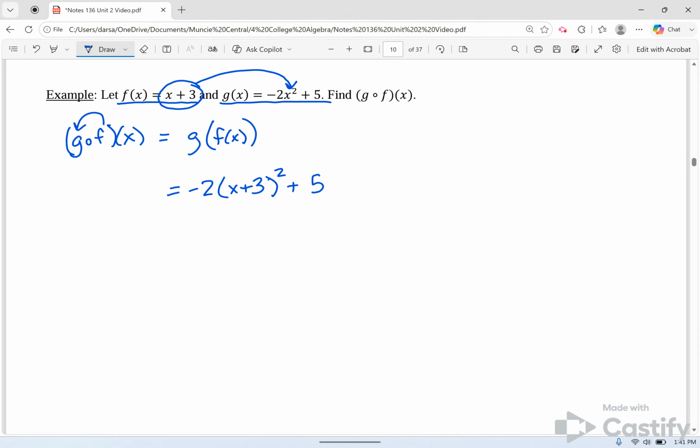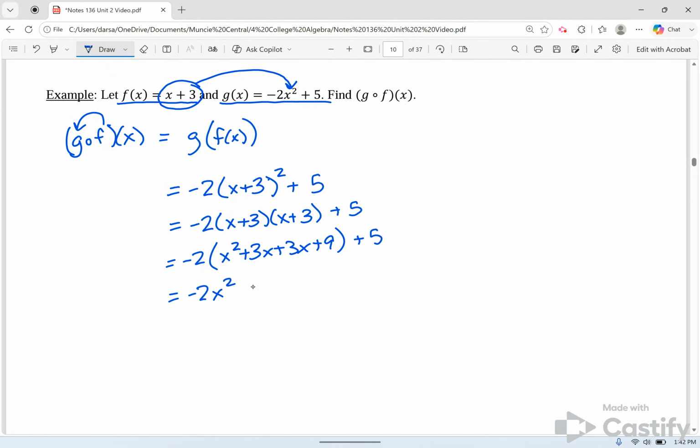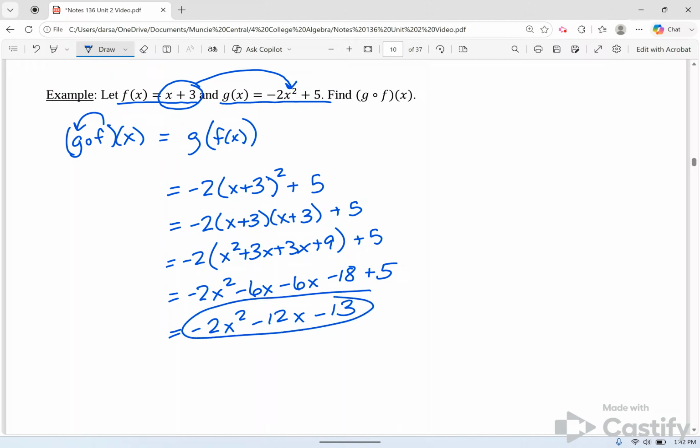Now, they're not going to want you to leave it like this. They're going to want you to do the algebra and work this out. So remember, what does it mean when we're squaring a binomial? You write it twice and multiply. The negative 2 is going to be multiplied by that. As we multiply these two binomials, we get x squared plus 3x plus 3x plus 9. All of that still needs to get multiplied by negative 2, and don't forget, we still have this plus 5. So we're going to have negative 2x squared minus 6x minus 6x minus 18 plus 5, and finally collecting like terms. There's a couple ways to do this problem, but no matter which way you do it, you should be getting to negative 2x squared minus 12x minus 13.